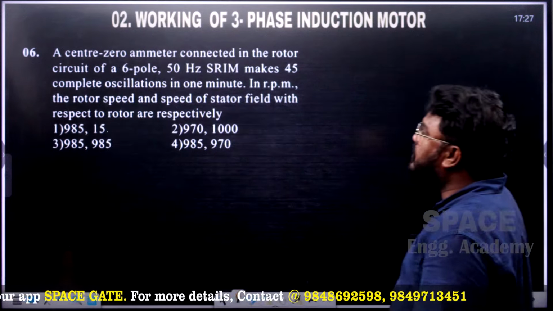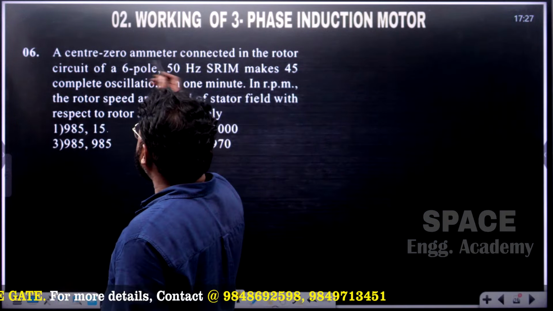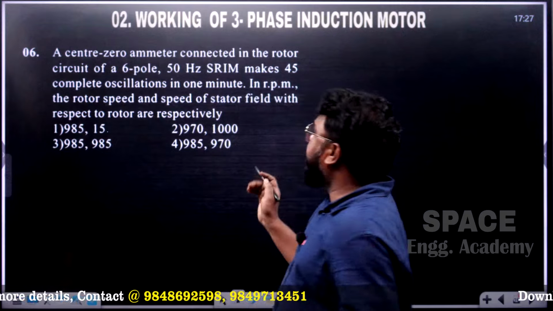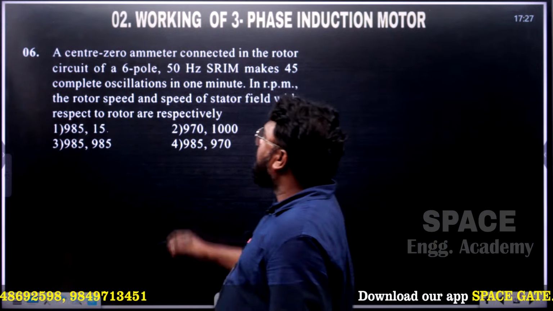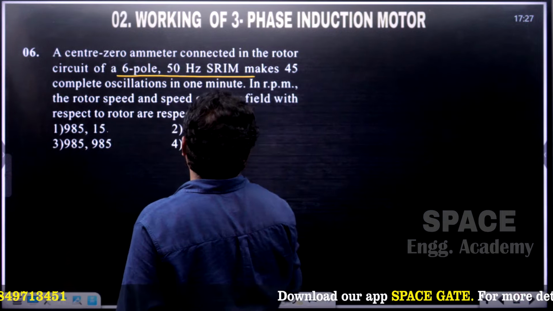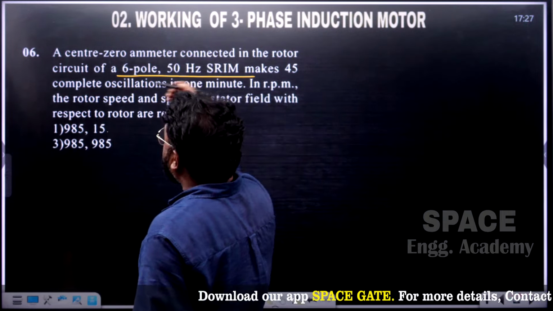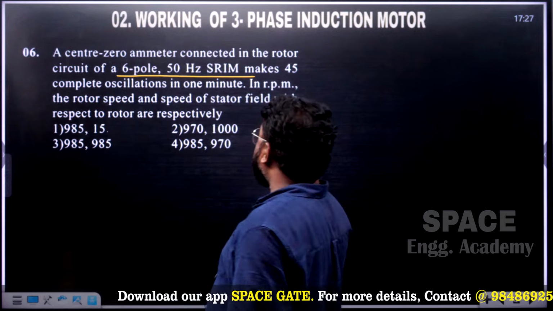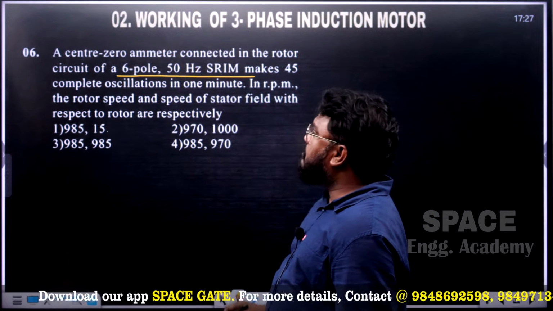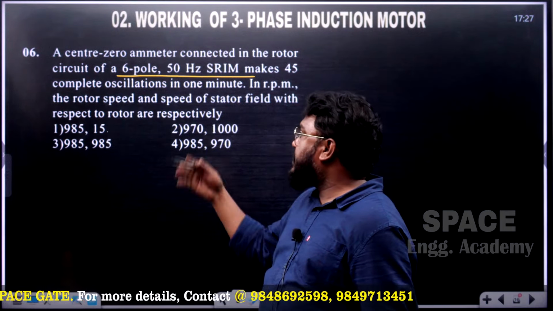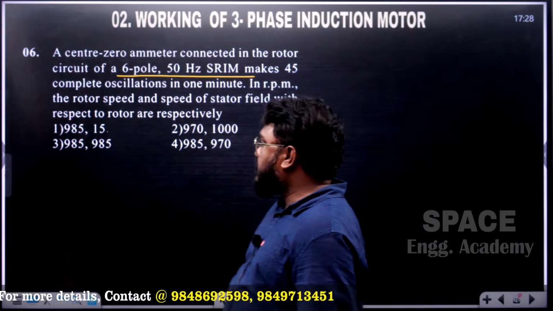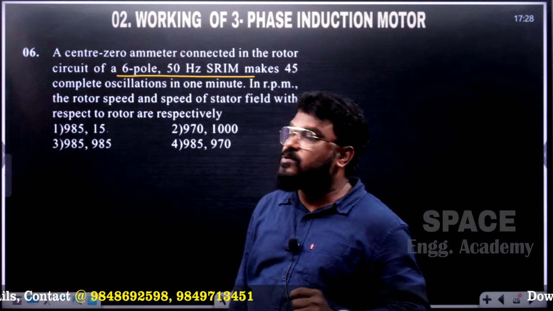And the next possible question here: a center zero ammeter connected in the rotor circuit of a 6-pole 50 Hz slip ring induction motor makes 45 complete oscillations in 1 minute. In RPM, the rotor speed and the speed of the stator field with respect to the rotor are, respectively? These are the options for this question.